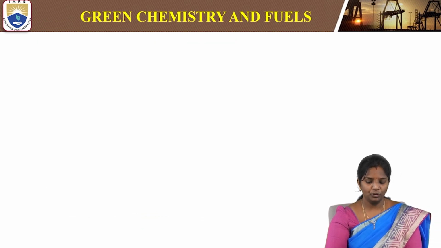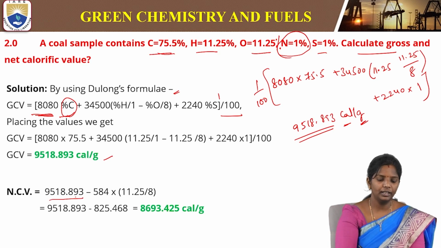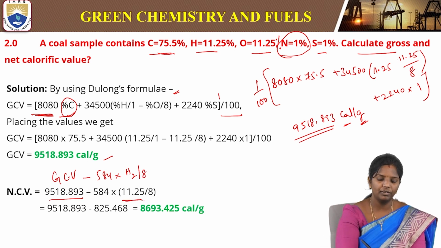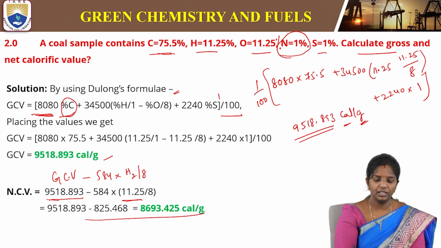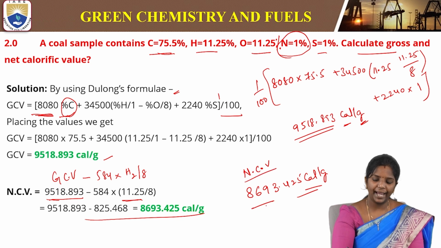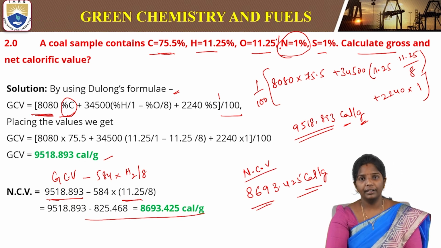Next, net calorific value. So similarly, GCV minus 584 into hydrogen by 8. So we will be substituting the hydrogen value here. So GCV value is 9518.893 minus 584 into hydrogen by 8. After simplification, we get 8693.425 calories per gram. So this is the value for net calorific value. So this is the actual calorific value that the sample contains and useful calorific value for that particular fuel.